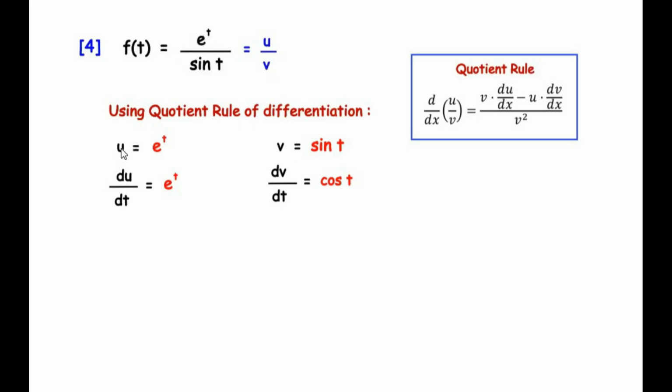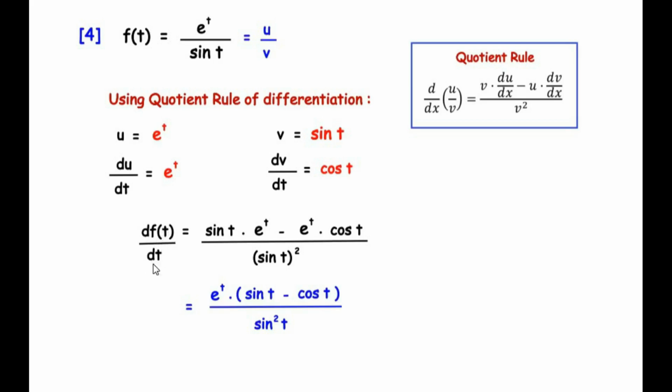Now the differentiation of u, that is e to the power of t, is going to be e to the power of t itself. So du by dt will be equal to e to the power of t. v is equal to sin t and the differentiation of sin is going to be cos. So we get dv by dt is equal to cos t. Now let us plug in all these values in this formula. So we get differentiation of f of t with respect to t is equal to v times du by dt gives us sin t times e to the power of t minus u times dv by dt gives us e to the power of t times cos t over v square gives us sin t the whole square.